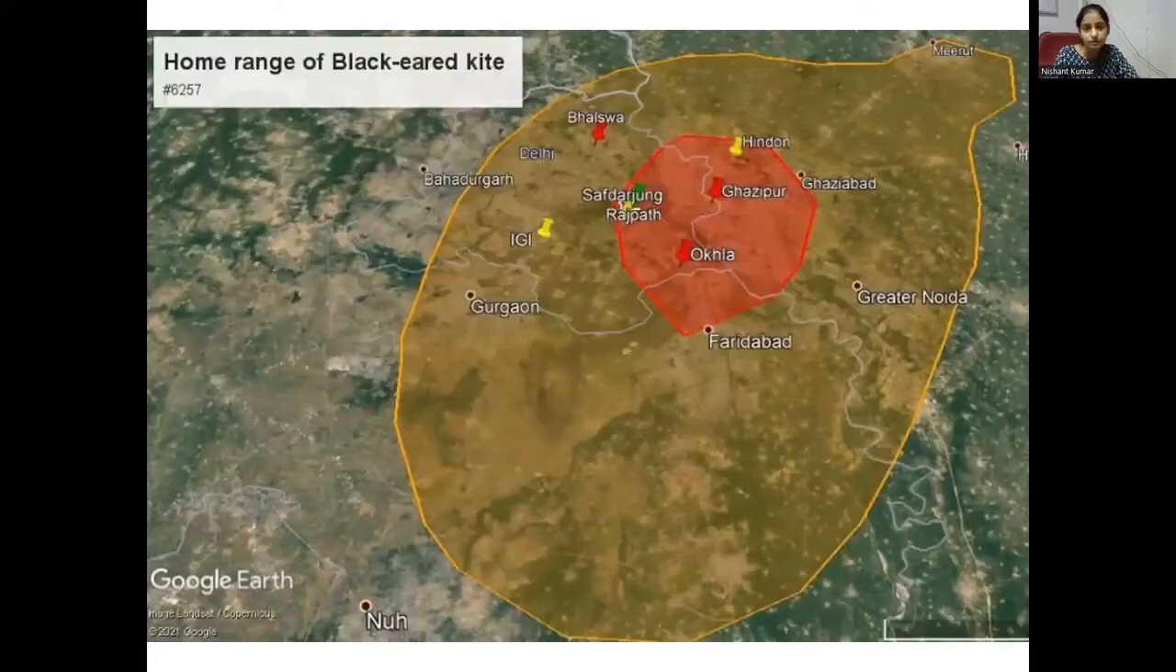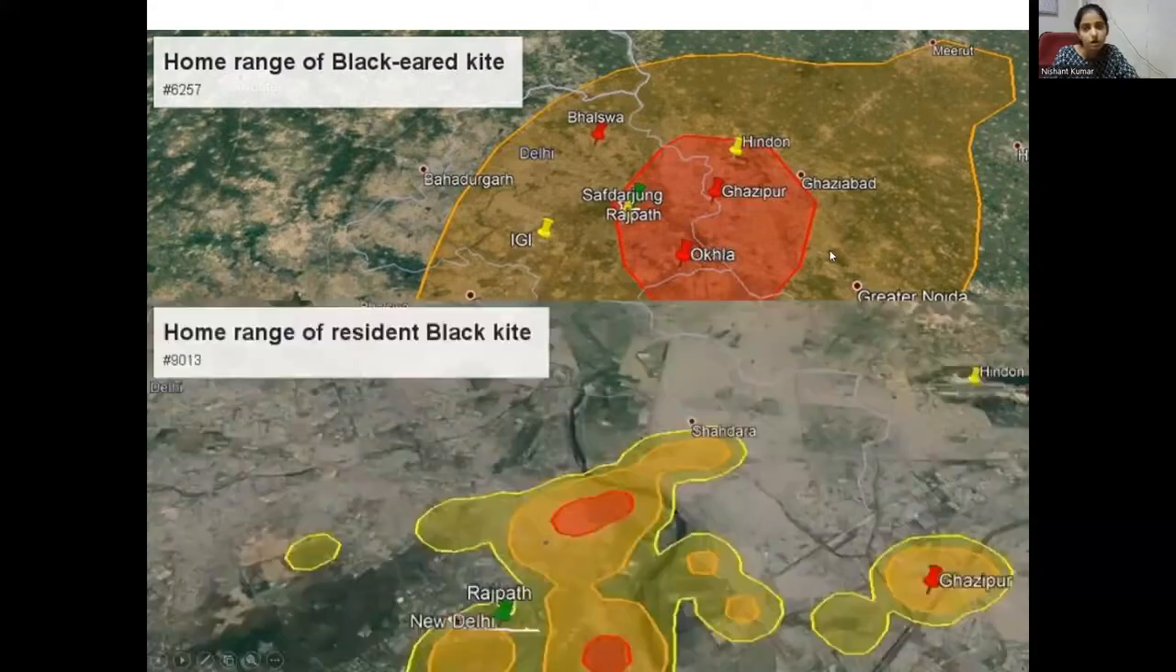To distinguish between the home ranges of the black-eared kite and the black kite in Delhi, I have these maps for you. The red area comprises 50% of the bird's movement. For the migratory bird, we can see that 50% is around the landfill sites of Delhi, and it has a fairly smaller home range.